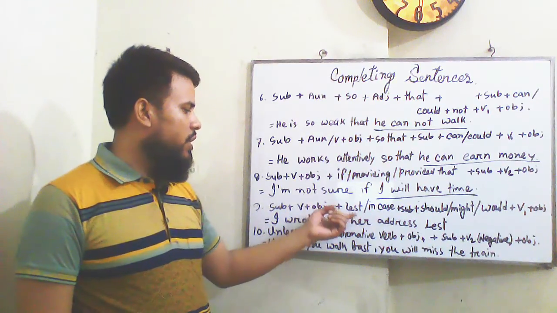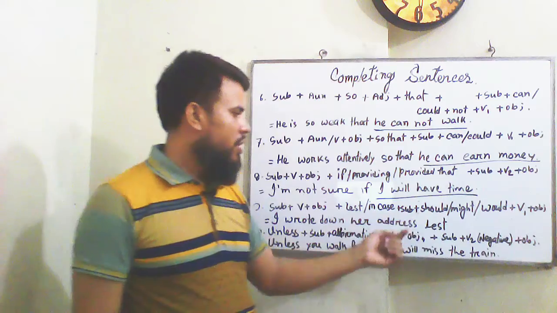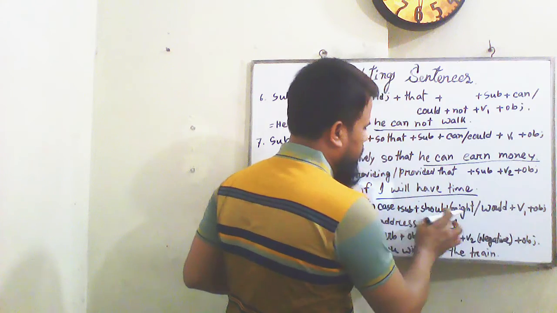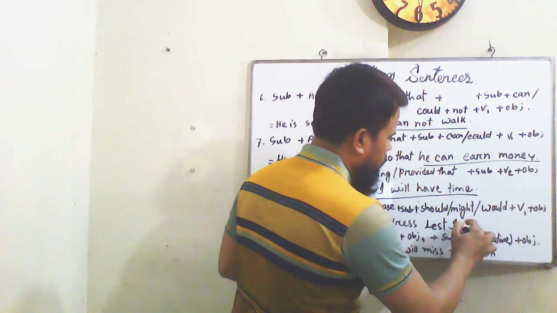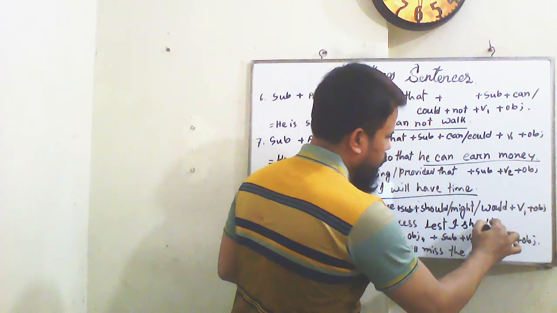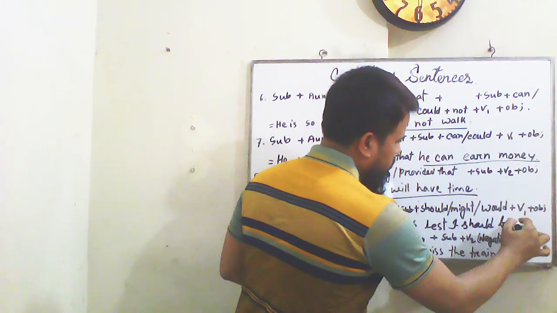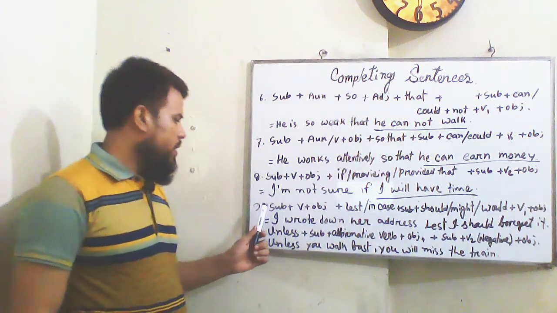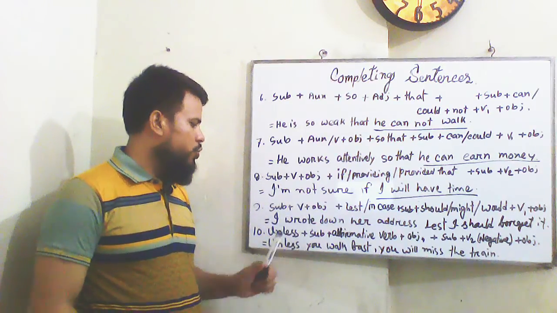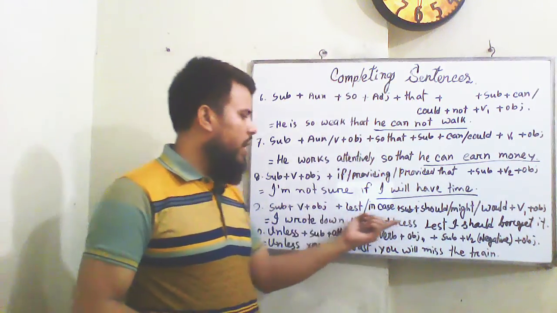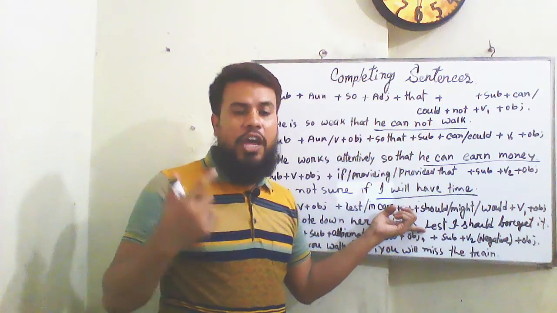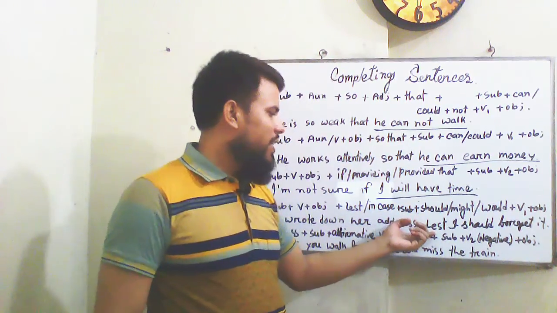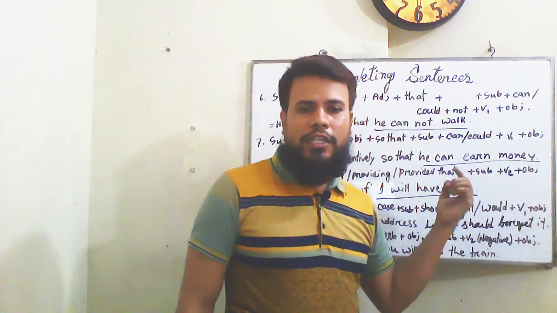And then object: down her address, "lest," and then I have to use subject I. I can choose here "should," forget it. And this one is subject I, then verb wrote. So the sentence is: I wrote down her address. Lest, that means a chance to forget. Lest I should forget it.